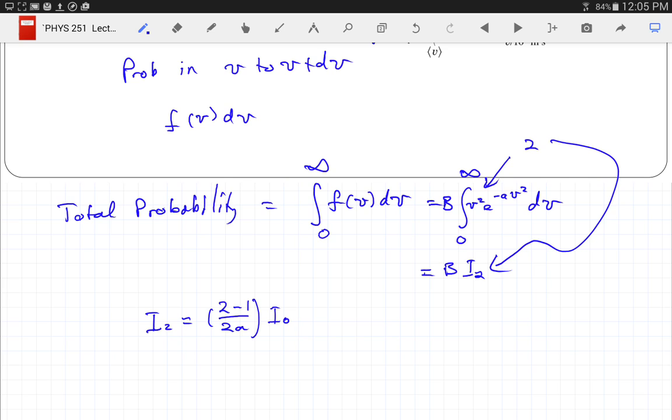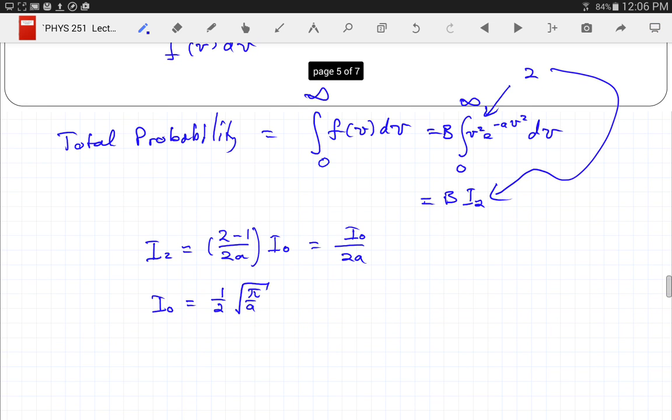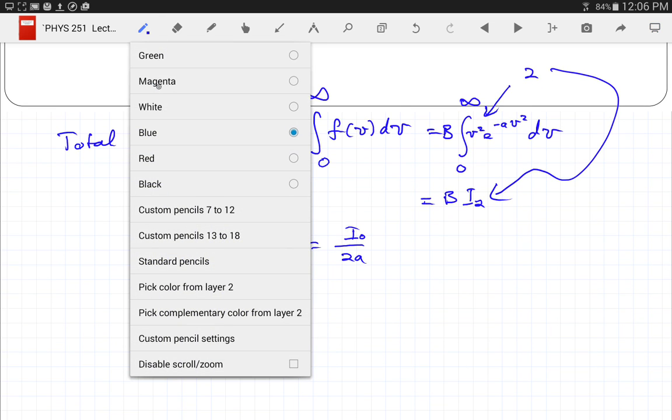So I find I0 and I'm done, right? I'll go one step. I can do 2 minus 1. That gives me I0 over 2a. Okay, so now you can look in your table some more. What is I0 equal to? It's 1/2 square root of pi over a. Okay, we can put this all together now. We will have I0 is 1/2 square root pi over a. I2 is I0 over 2a. And so that's going to be changing colors.